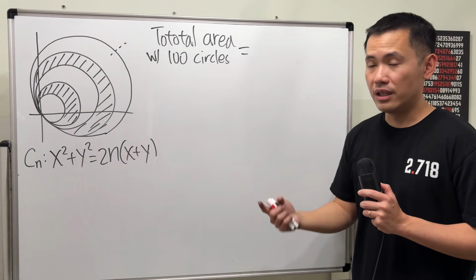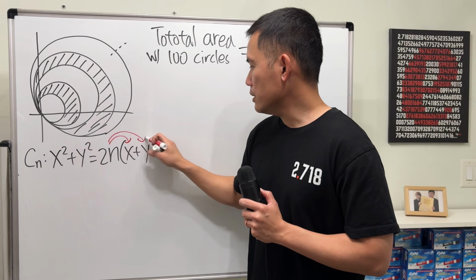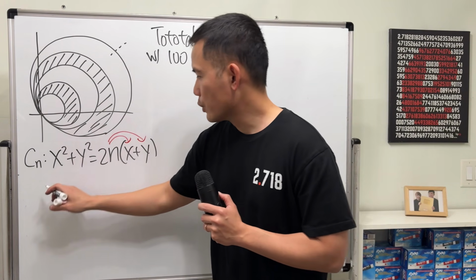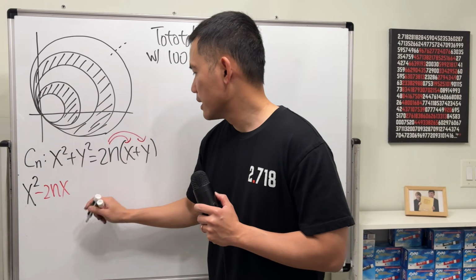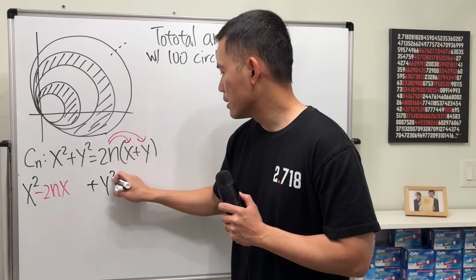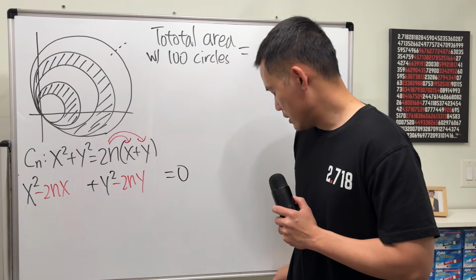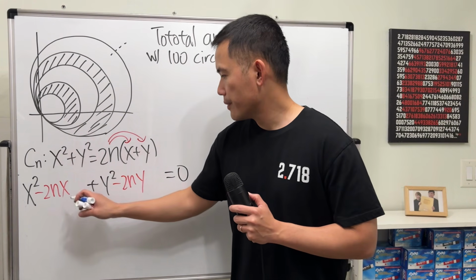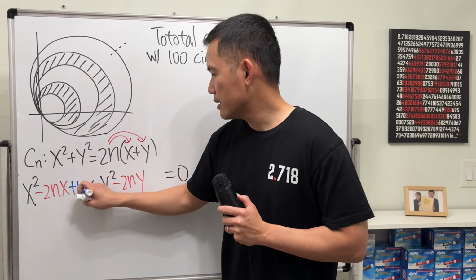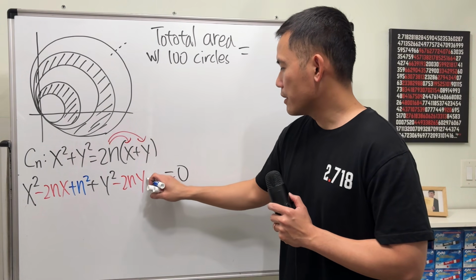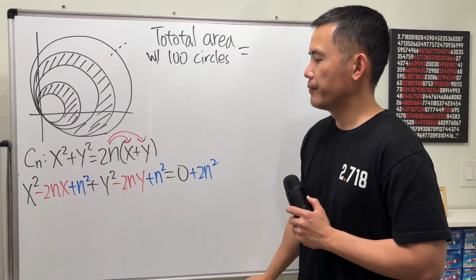We have to know the radius first, right? Let's start with this equation. I'm going to distribute and then move the terms to the other side. So we get x squared minus 2nx, and then we add y squared minus 2ny, and that will give us 0. And then I'm going to complete the square. Take half of this, which is just n, square that. So I will have to add n squared here. Same thing here, we add n squared here. So we are adding 2n squared.